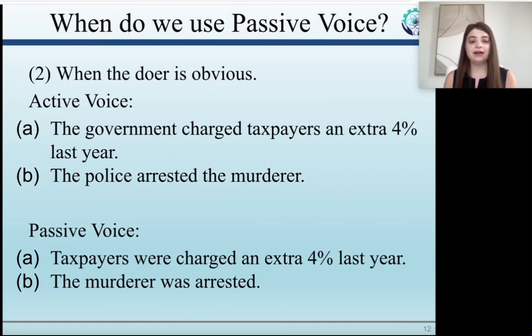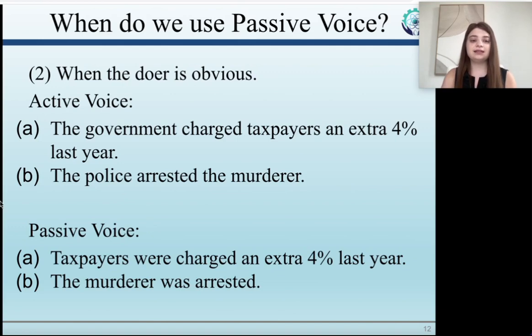So rather than saying the government charged taxpayers an extra 4% last year, if we say taxpayers were charged an extra 4% last year, well, who do we think did it, right? The government, of course. It's pretty obvious that the government did it. I don't think anyone else has the authority to charge taxpayers any amount of money in taxes, right? Other than the government. They are the only people who have the authority to do so, right? And so when I hear taxpayers were charged an extra 4% last year, I automatically assume that the people who charged them that extra money was the government, because who else would it be, right?